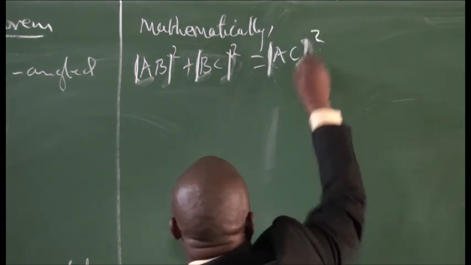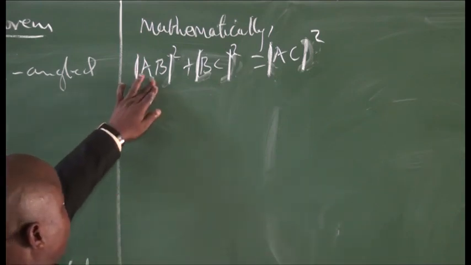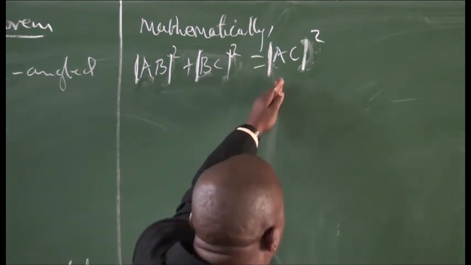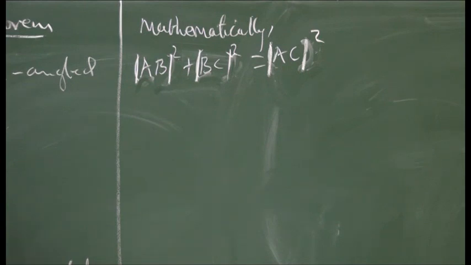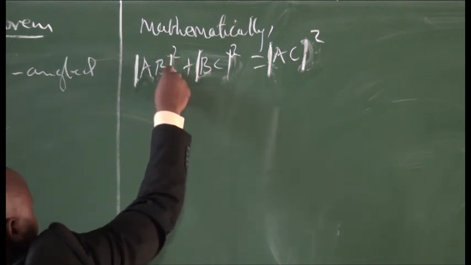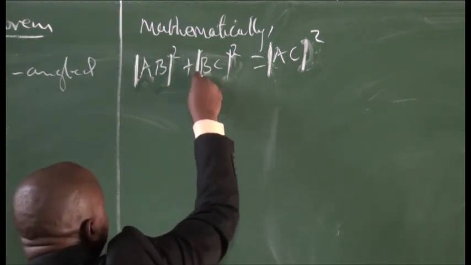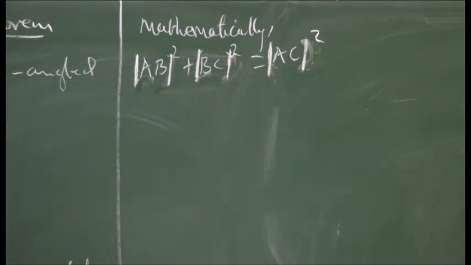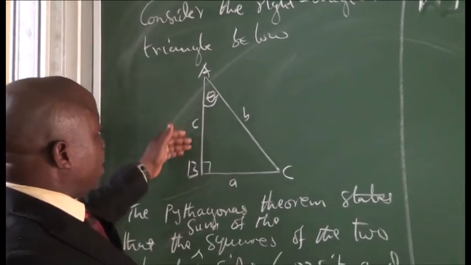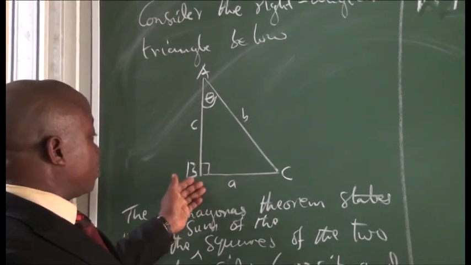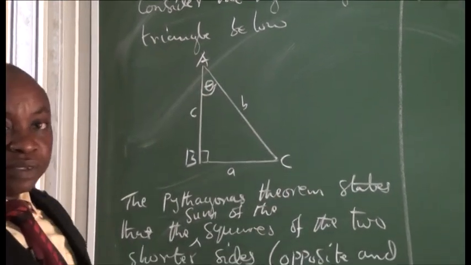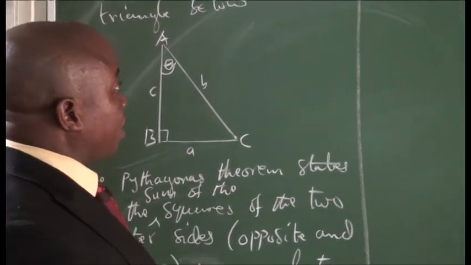So look at that. AB square plus BC square is equal to AC square. That is the length. Talking about the length, when we put this absolute value sign, I'm directing it to the length. The square of the length of the adjacent side plus the square of the length of the opposite side is equal to the square of the hypotenuse. All right, that is the Pythagorean theorem.